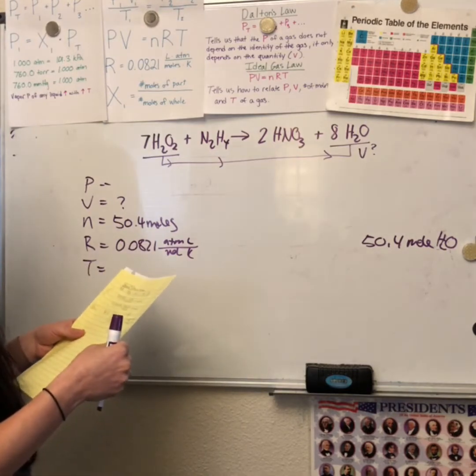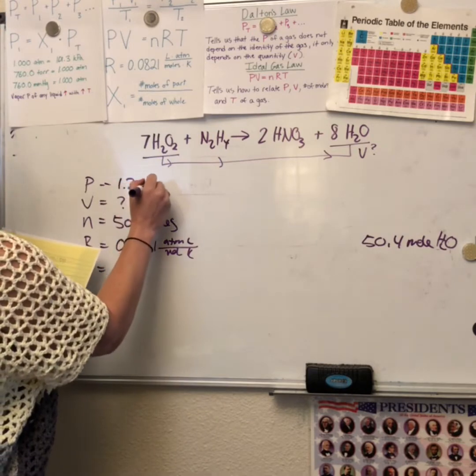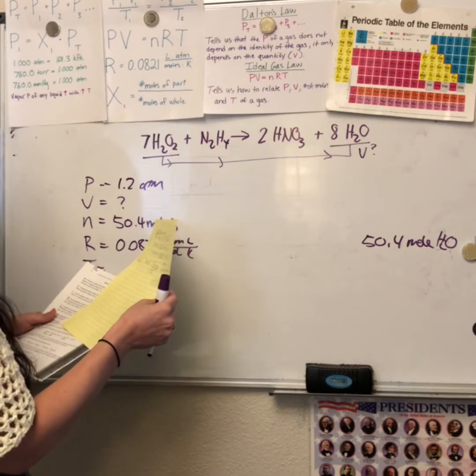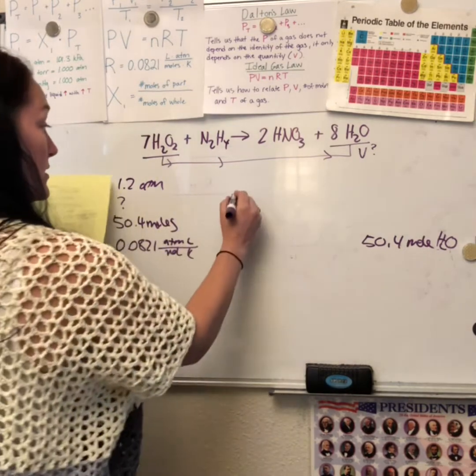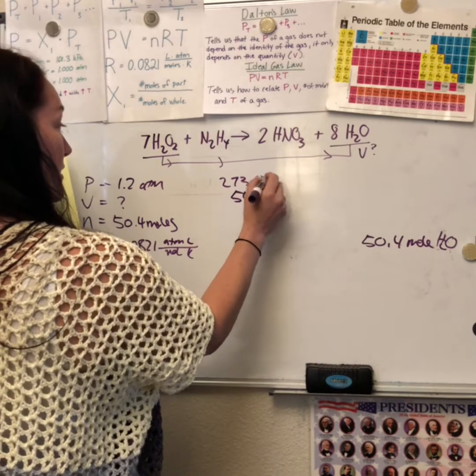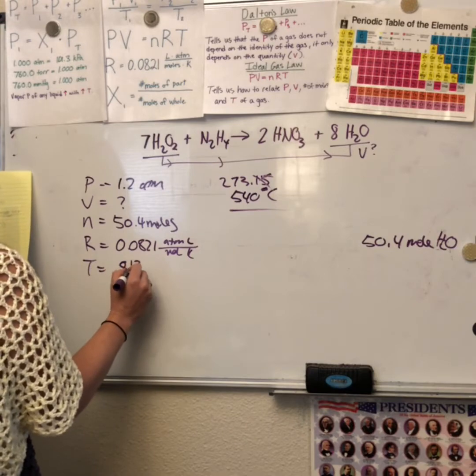So it looks like our pressure is 1.2 atmospheres. And our temperature, we started out at 540 degrees Celsius, and now we are adding 273.15. We can just get rid of that. So we end up with a temp of 813.